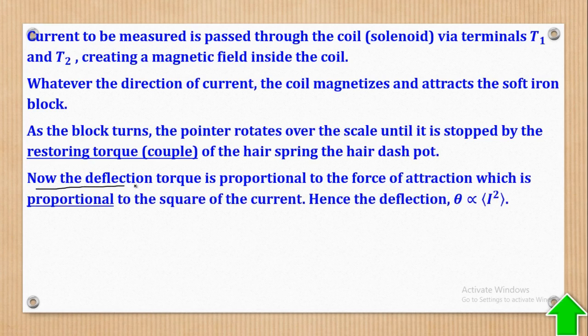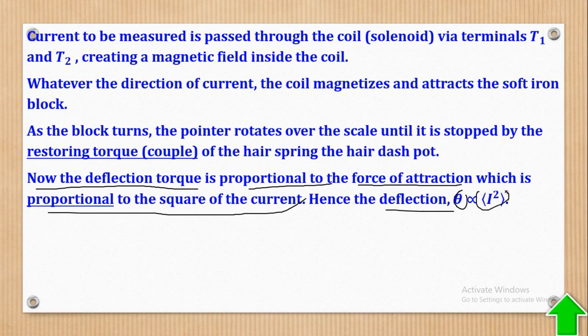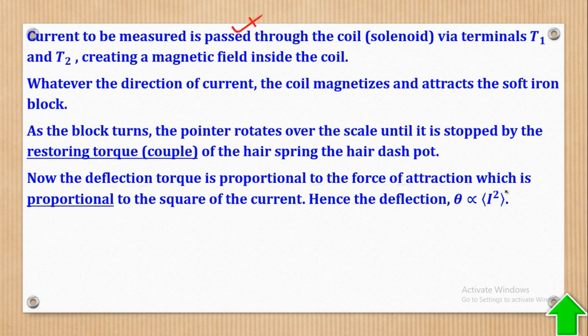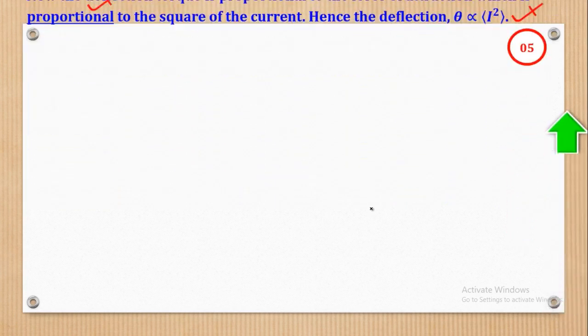So at this point, the deflection torque is proportional to the force of attraction, which is proportional to the square of the current, i.e. deflection is proportional to that. So that is how marks will be awarded for this attraction type. So now we shall go to part C, Roman 1.